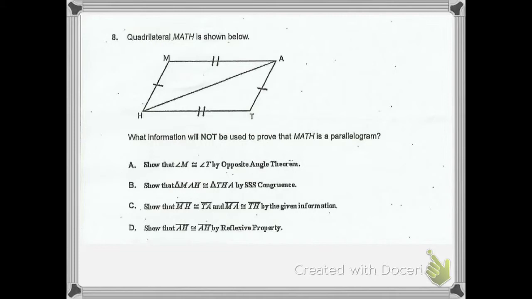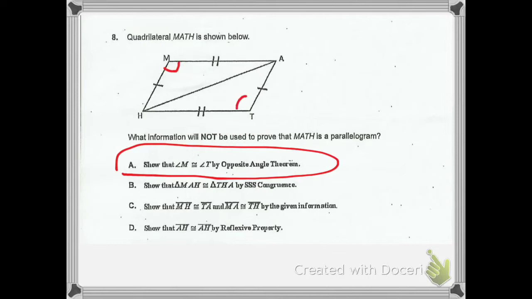Number 8, quadrilateral MATH is shown below. What information will not be used to prove that MATH is a parallelogram? Alright, so we want to prove this is a parallelogram. I had a difficult time with this one. I did choose A, and the reason that I chose A was because to show that angle M was congruent to angle T, that would be here, I would have to know the opposite angle theorem. You already have to know that it's a parallelogram, so I couldn't use it if I needed to know that it was a parallelogram. So that's why I chose choice A there.